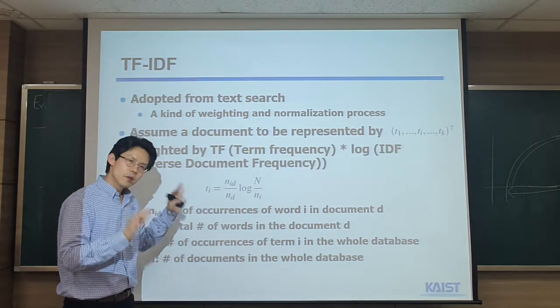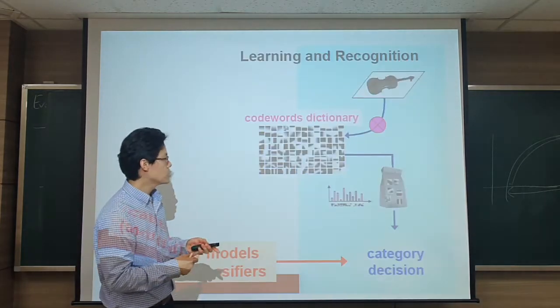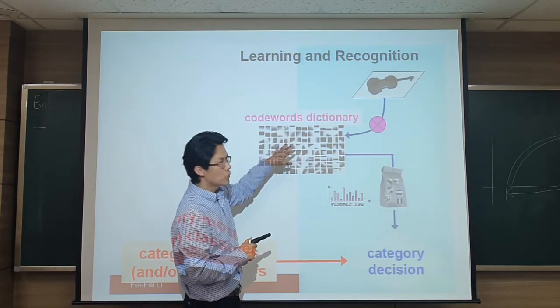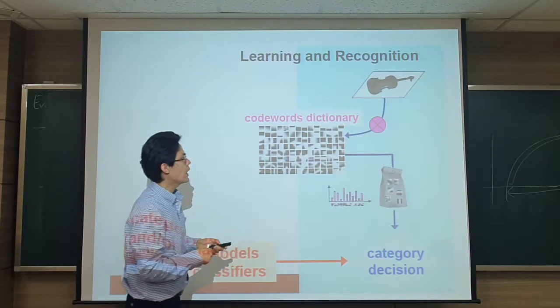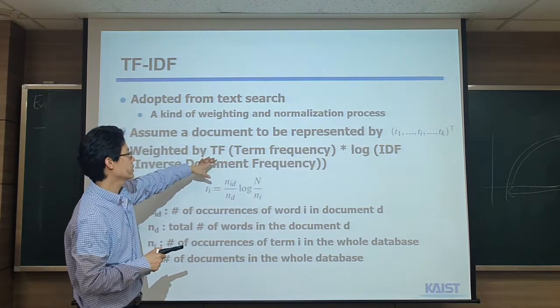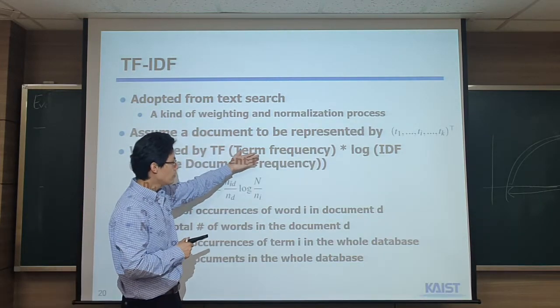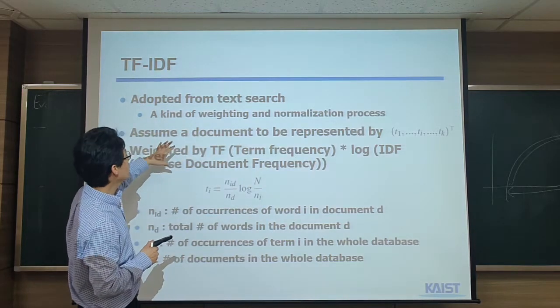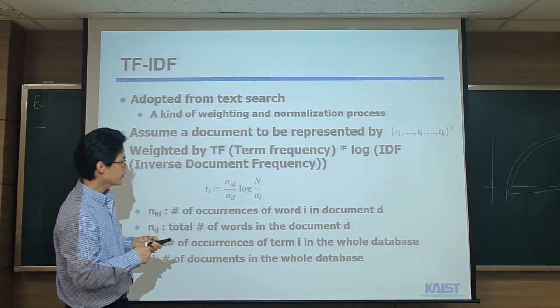So basically, it means that even though there are many visual words, the question is whether we have to treat them equally or not, right? And then TF-IDF has a certain perspective. We need to consider this term frequency or this IDF term. This is a concept from text search, right?